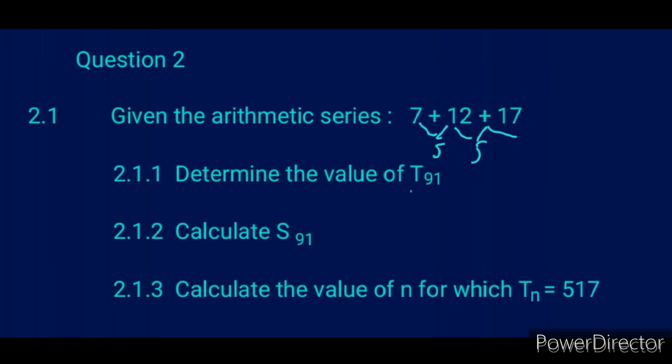If we're asked to find a far term, we definitely need to get the formula. So our A, which is the value of the first term, is 7. And our D, which is the common difference, is 5, because the difference is common, hence it's arithmetic. So we're just going to use the formula. So Tn is equal to A.